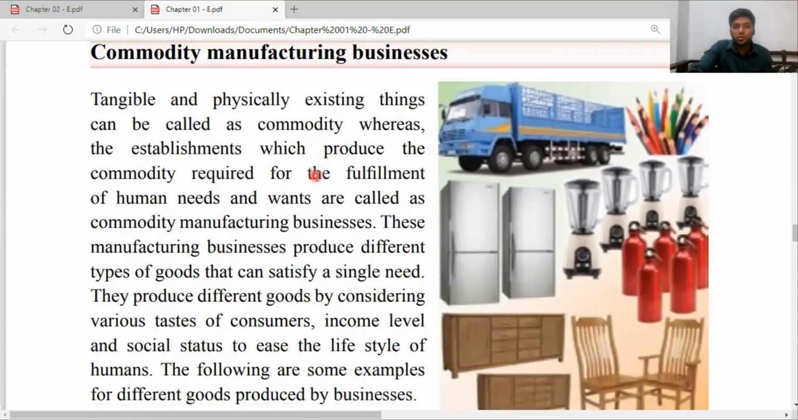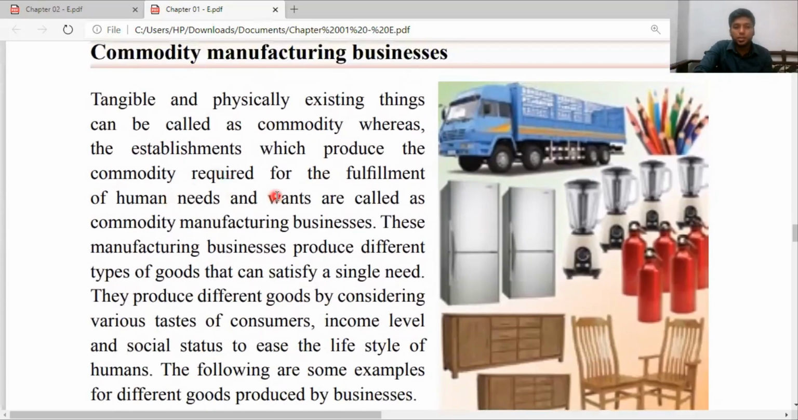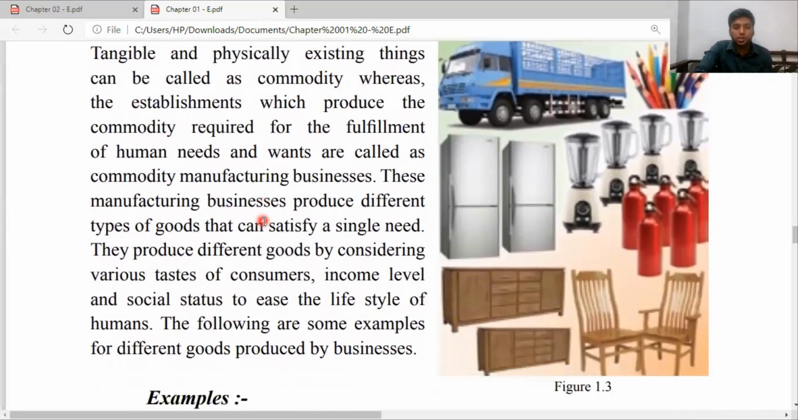Commodity manufacturing business: tangible and physically existing things can be called commodity, whereas establishments which produce the commodity required for the fulfillment of human needs and wants are called commodity manufacturing businesses. This manufacturing business produces different types of goods that can satisfy a single need. They produce different goods by considering various tastes of consumers, income level, and social status to ease the lifestyle of humans.